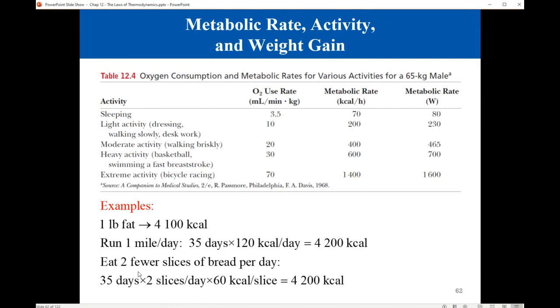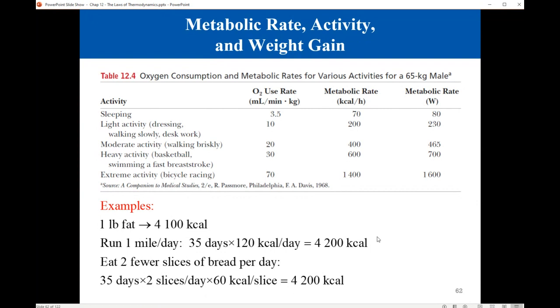If you eat 2 fewer slices of bread per day, then 35 days times 2 slices per day times 60 kilocalorie for each slice. This is equivalent to 4,200 kilocalorie. So using these kind of formulas, we should be able to plan weight gain or weight loss strategy.